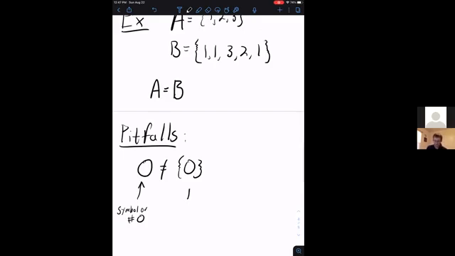Okay. What is this? This is the set containing... Whoa, that's not containing. Containing 0. Okay. They're not the same. Okay. That's something to be aware of.